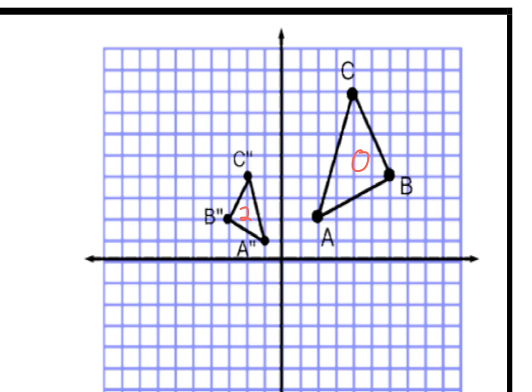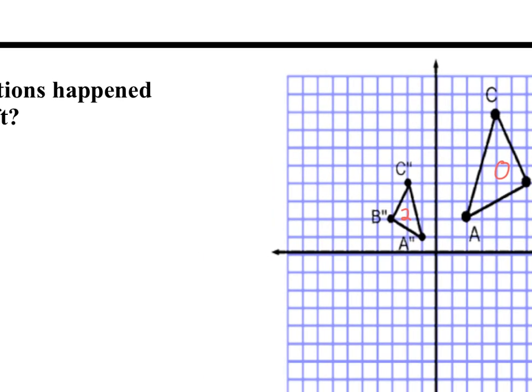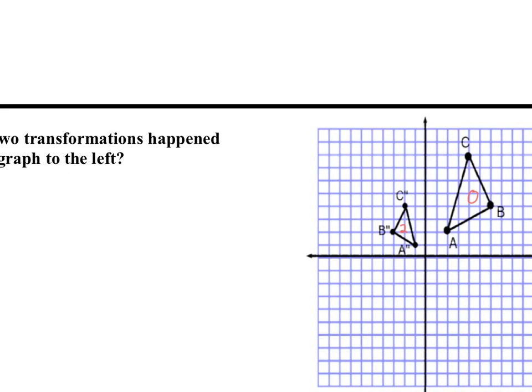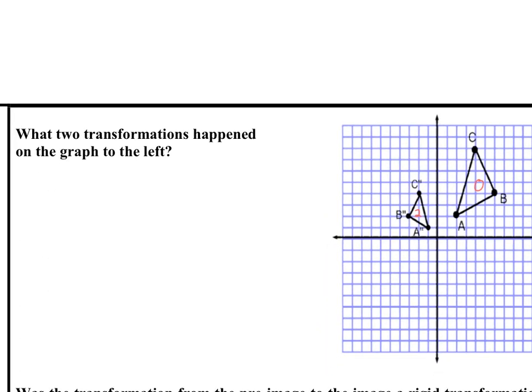So what do you think happened first? We got to get this over there. What am I gonna do? Help, Jovi. Reflection. Yeah, flip it. Flip it over the line to get it over there. So if we do a reflection over the y-axis, it could be a translation though, couldn't it? No, because it would be facing the wrong way. Oh. It's hard to tell, right? So this is a reflection first.